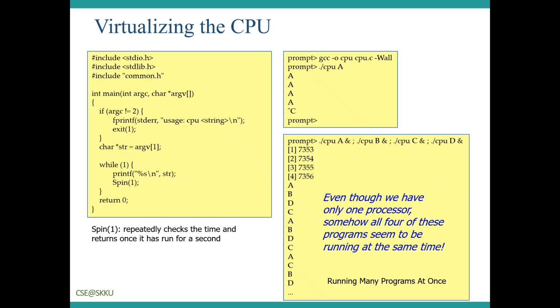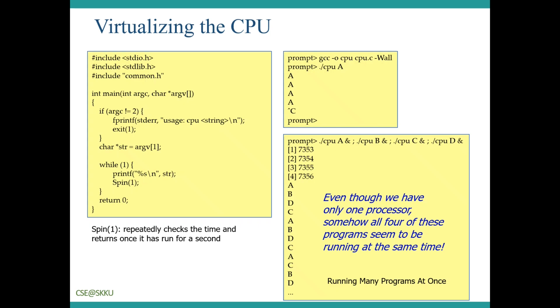Let's say we compile the code and run it on a system with a single processor. The system begins running the program. It repeatedly prints the input string passed in. The program will run forever. We can halt the program only by pressing Ctrl+C.